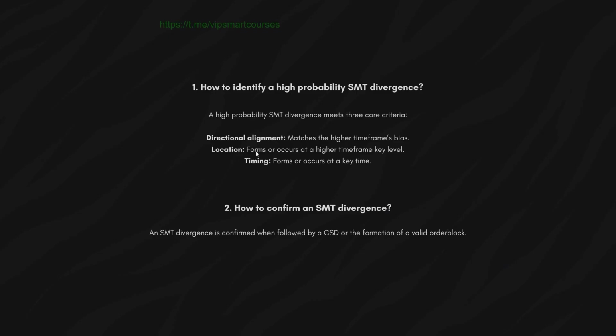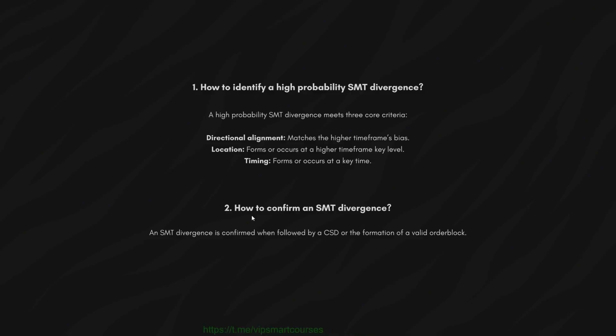Number two, it forms or occurs at a higher time frame key level. That's another characteristic that leads to a high probability SMT divergence. And number three, a high probability SMT divergence forms or occurs at a key time. Okay, these are the three key characteristics that add more probability to the SMT divergence playing out, which makes it a high probability SMT divergence.